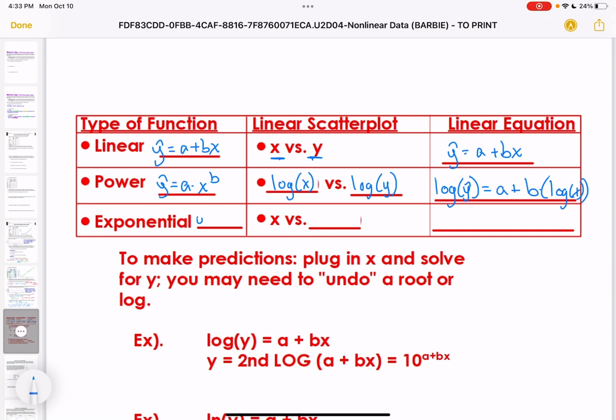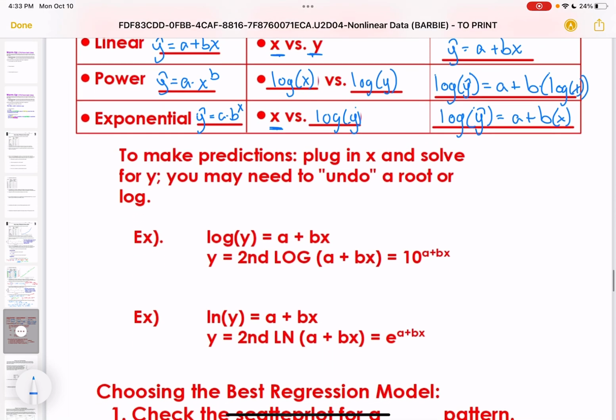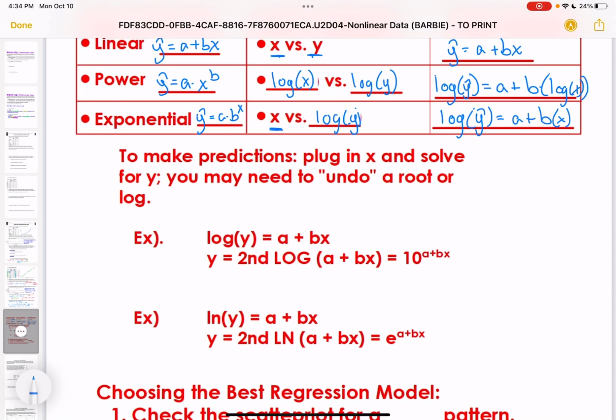Exponential is what we've just worked with. So here it's y hat equals a times b to the x. And the x can stay the same. It's not touched, but we are going to take the log of the y values. So our new equation is log of y hat equals a plus b times x. That x is untouched. So you can see here just a quick reminder on how to make our predictions.